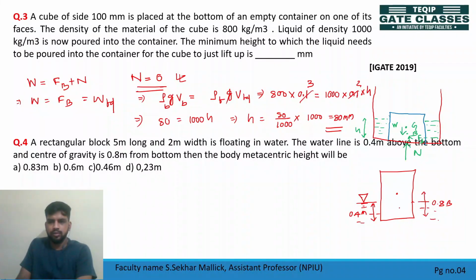Check. So this is your G, center of gravity is 0.8 meter and the height of submergence is 0.4 meter. So where would be the center of buoyancy? Here at 0.2 meter distance from the bottom, correct? So what would be the distance between B and G? Will it be equal to 0.8 minus 0.2? So BG is equal to this much, 0.6.